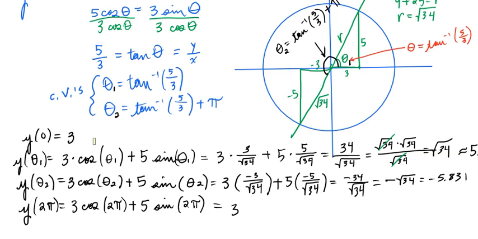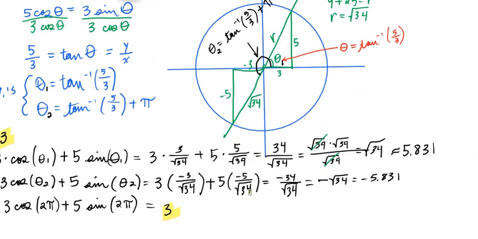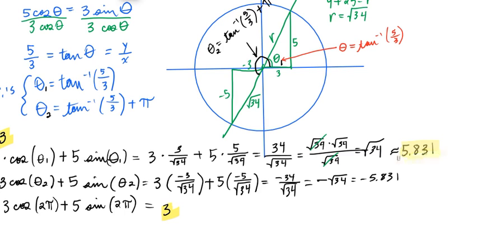Okay, so the y values we're comparing are 3, 3, positive 5.831, and negative 5.831. So those are the largest values out here and the smallest values. So this would be my absolute max on that interval, and this would be my absolute min on that interval.